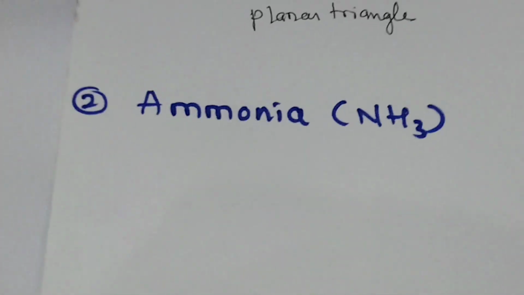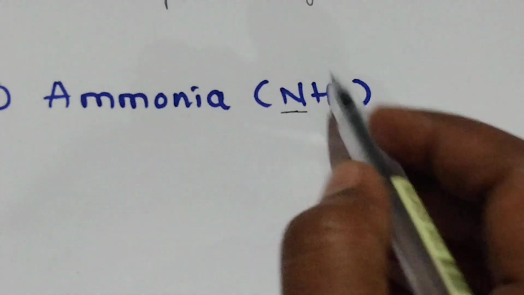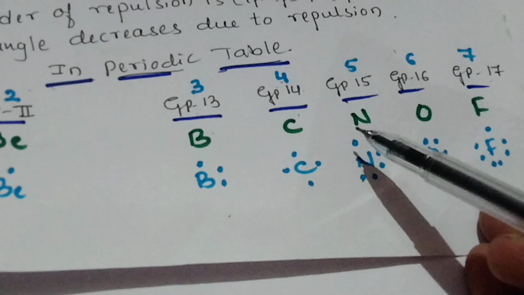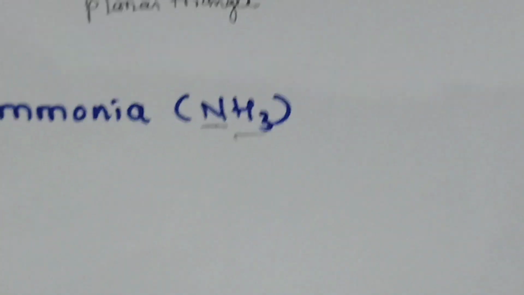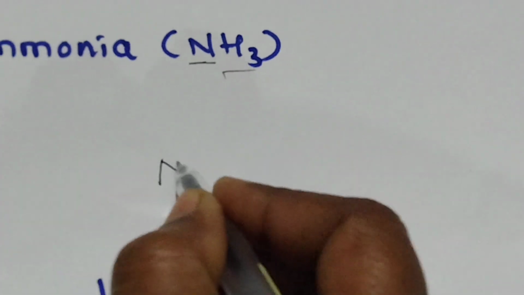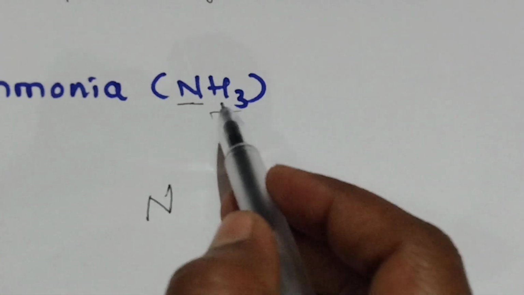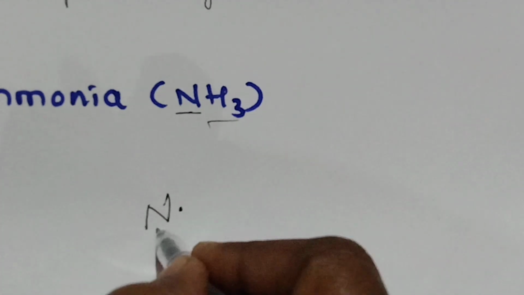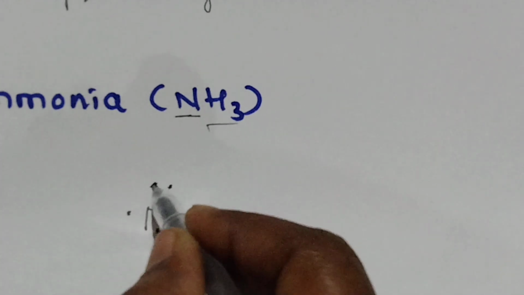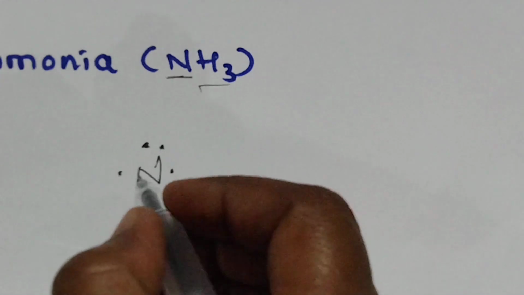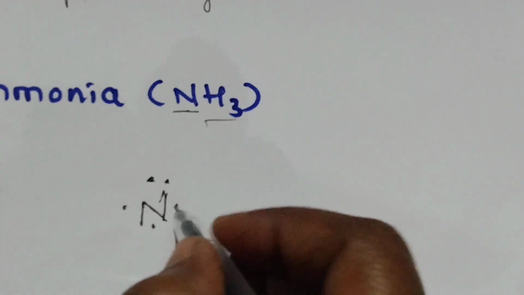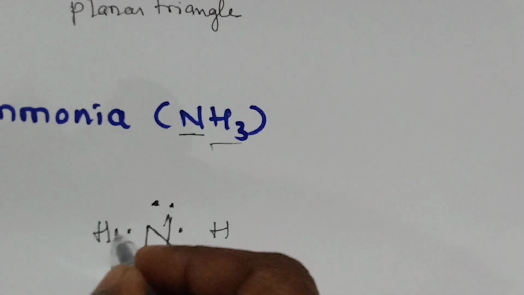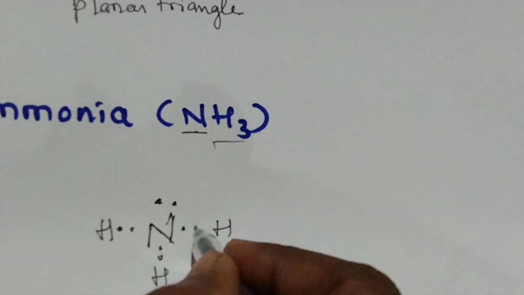Let us consider another example, ammonia. Here the nitrogen is surrounded by 3 hydrogen atoms. The nitrogen belongs to the 15th group. The valency of nitrogen is 5, right? There are 3 hydrogen atoms. So we know the dot structure. This is nitrogen. Now the 3 hydrogen atoms are surrounded by the nitrogen, which shares 1 electron each to form a bond between the nitrogen and hydrogen.